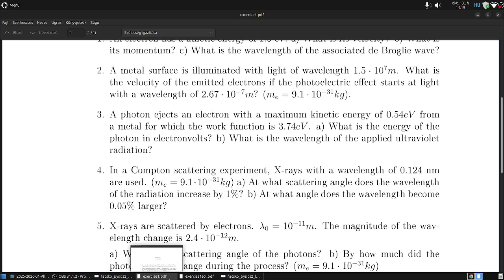The photon is here, and it hits the electron. So the kinetic energy is this electrovolt. Apologize. This electrovolt. Does it say anything to you?